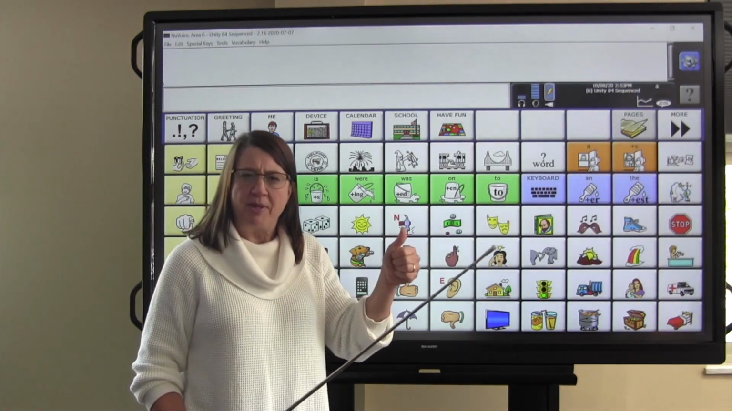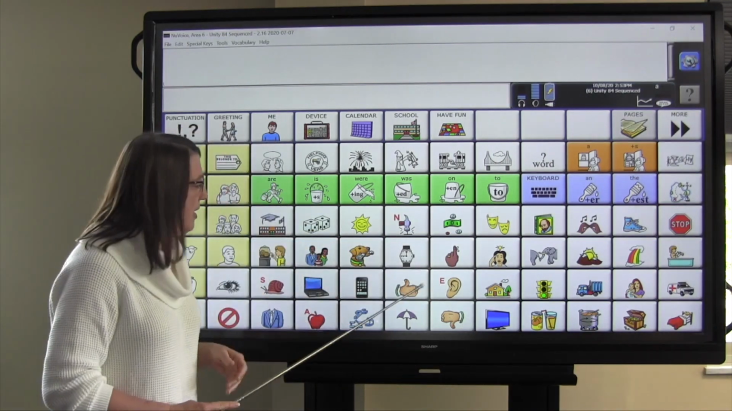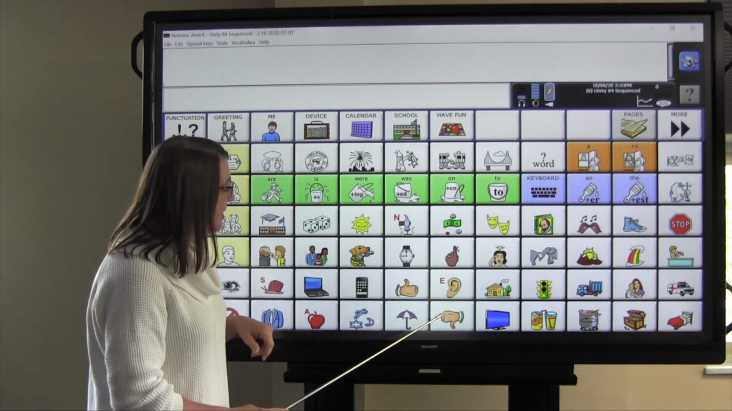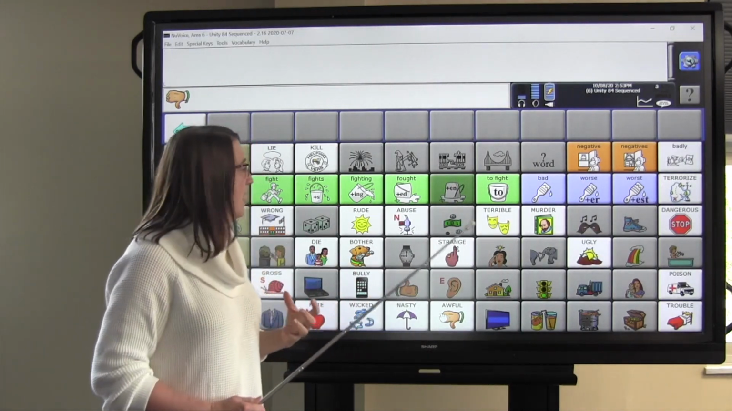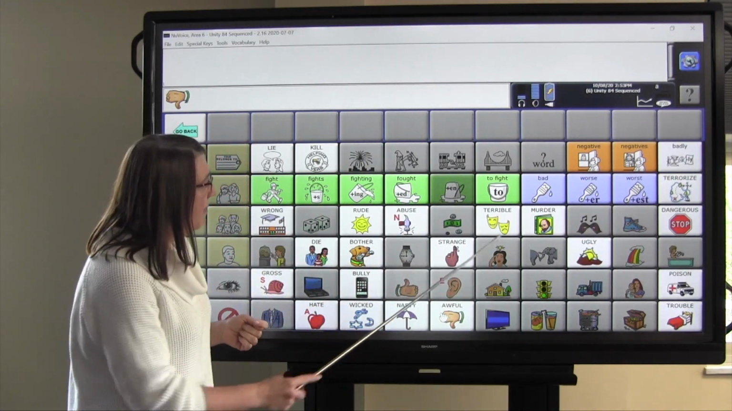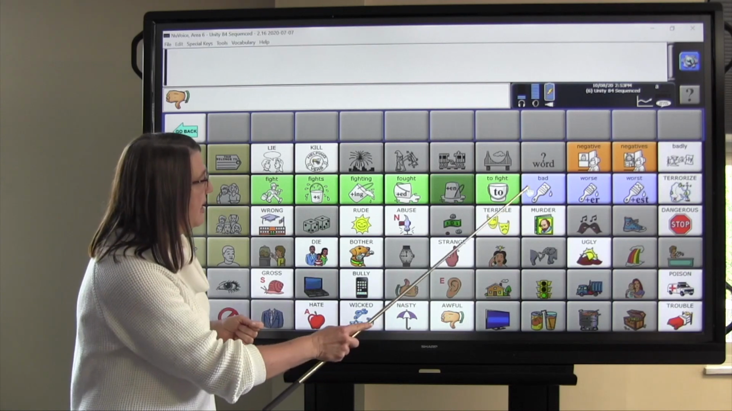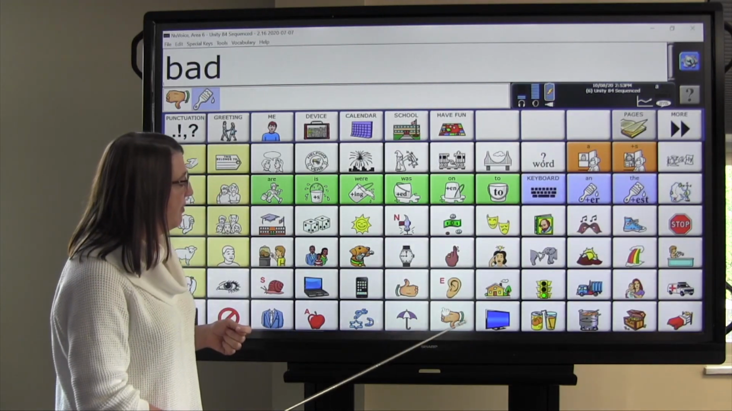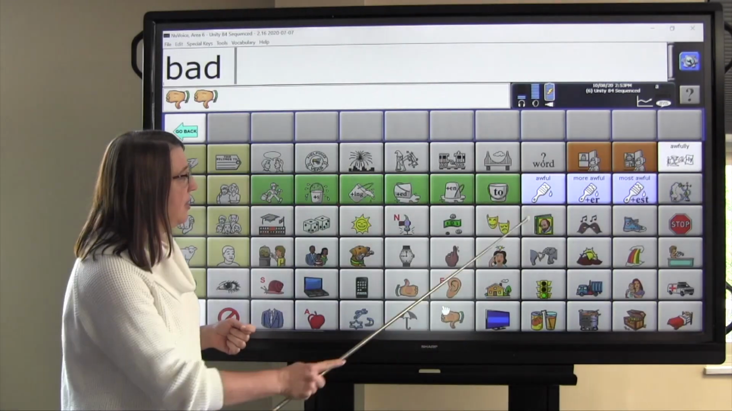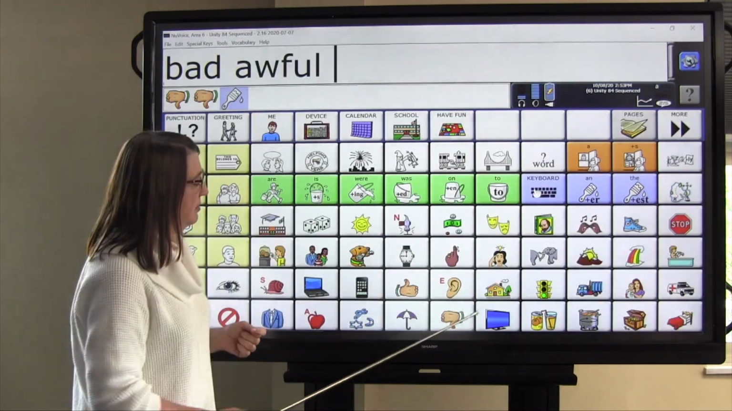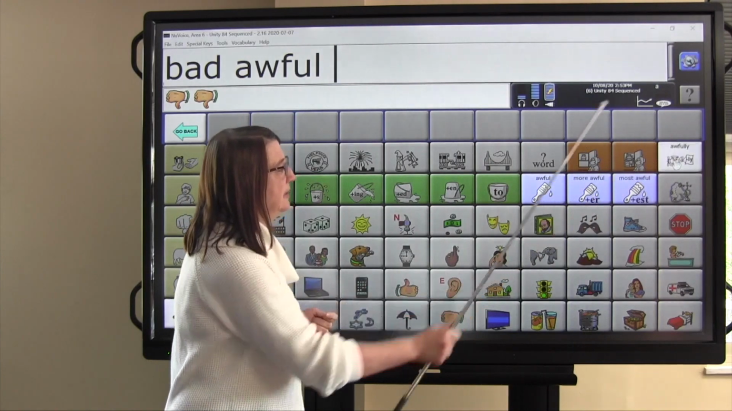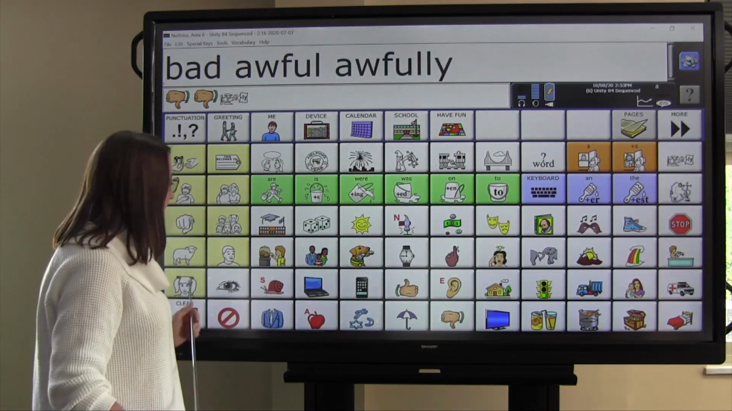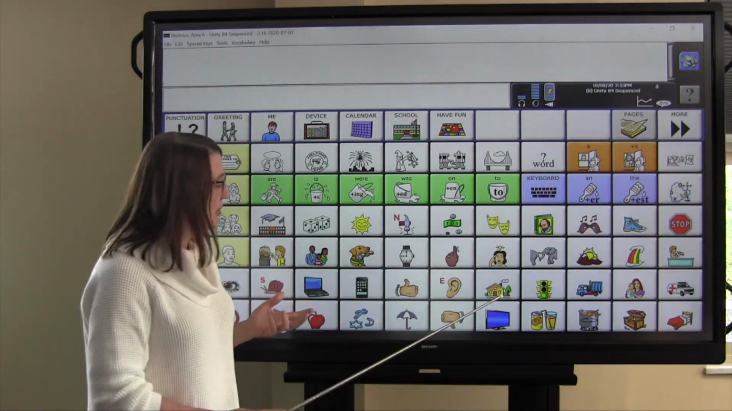If I'm going to show you thumbs up, I should probably show you thumbs down. So this icon family headed by thumbs down is going to have all of those kind of negative adjectives. So we have the word bad, clearly, which is thumbs down plus adjective. Bad. Thumbs down will give us awful. Awful. And our adverb counterpart would be awfully. Awfully. How about terrible, right?